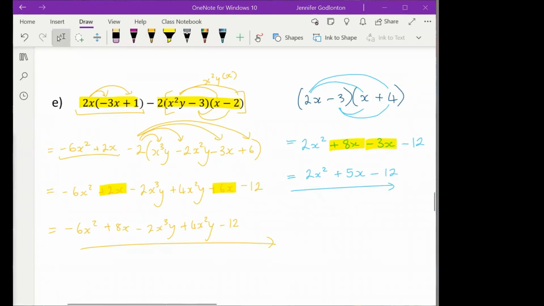Yay! Blue 100%. Awesome. Feroza got yellow right. Look at that. Well done.